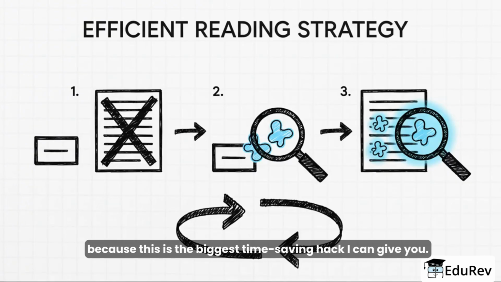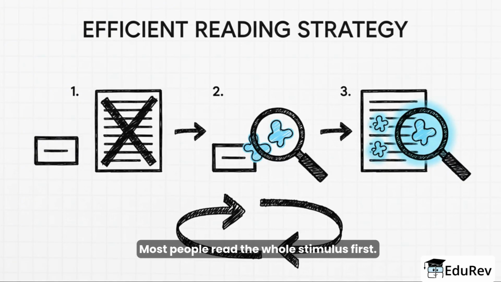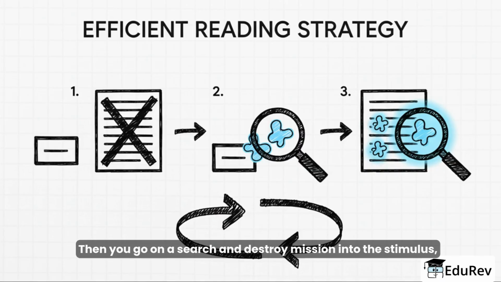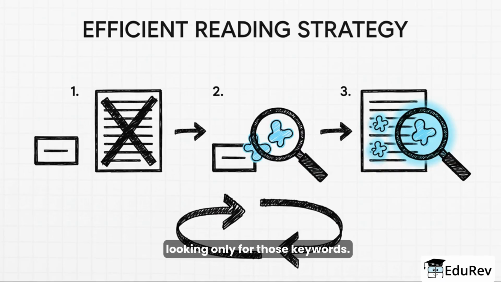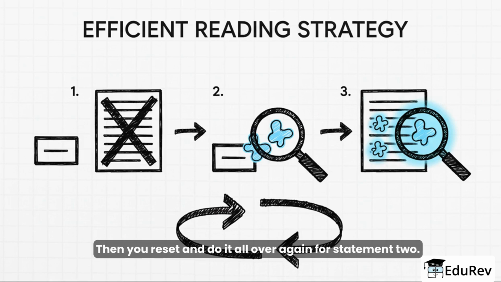Okay, listen up, because this is the biggest time-saving hack I can give you. Most people read the whole stimulus first. Don't do that. It's a huge waste of time. Instead, we're going to flip it. Read statement number 1 first, pull out the keywords. Then you go on a search and destroy mission into the stimulus, looking only for those keywords. This is laser-focused reading. Then you reset and do it all over again for statement 2.